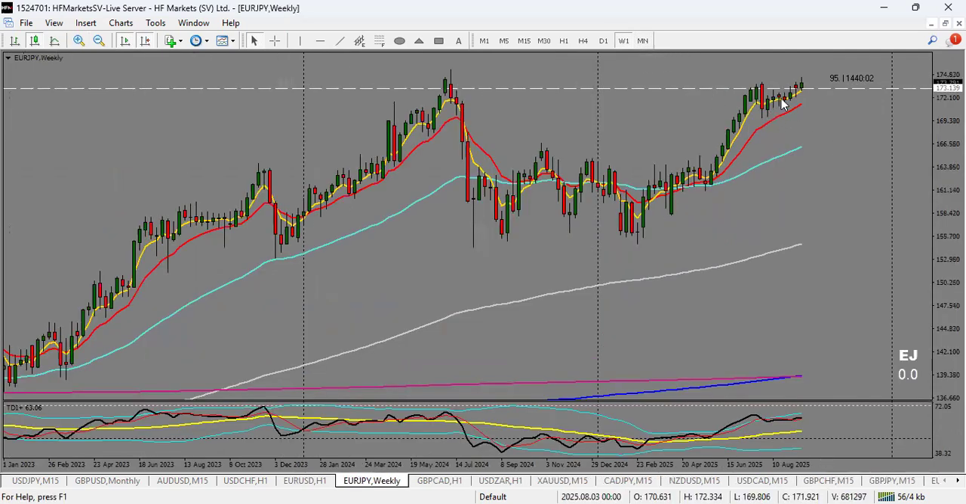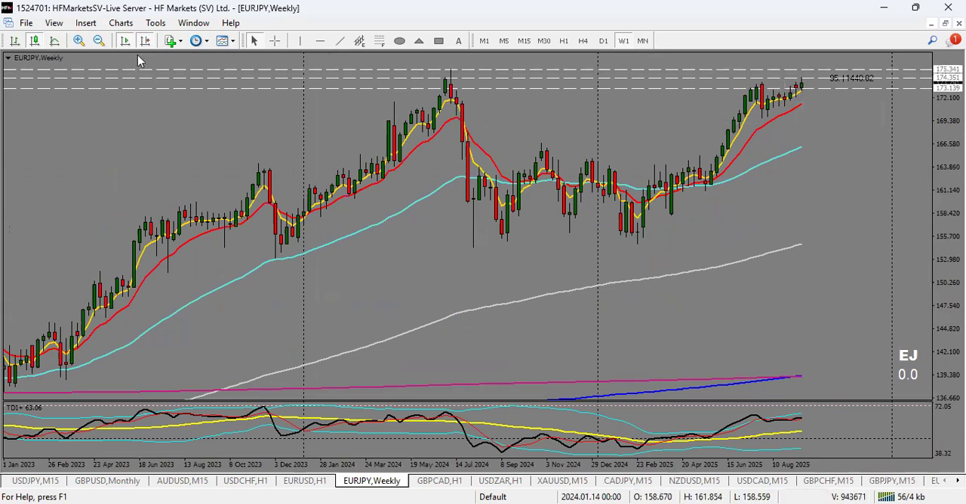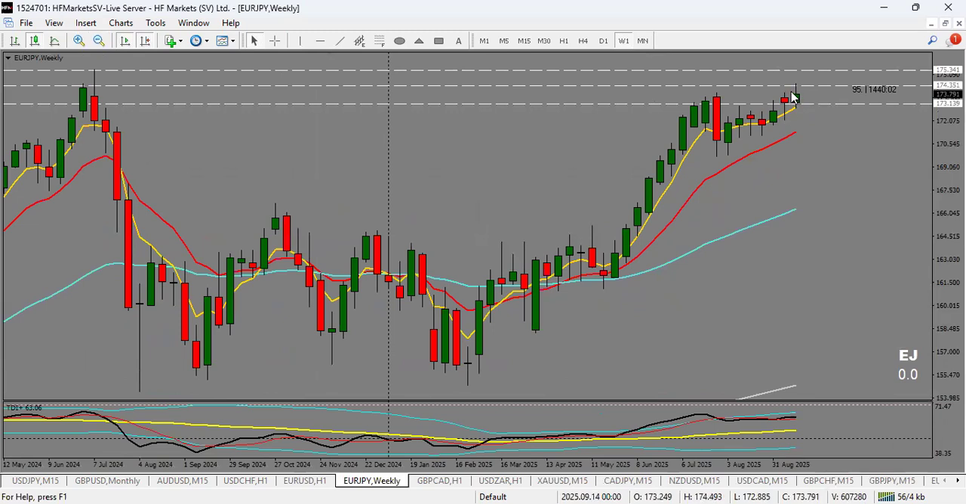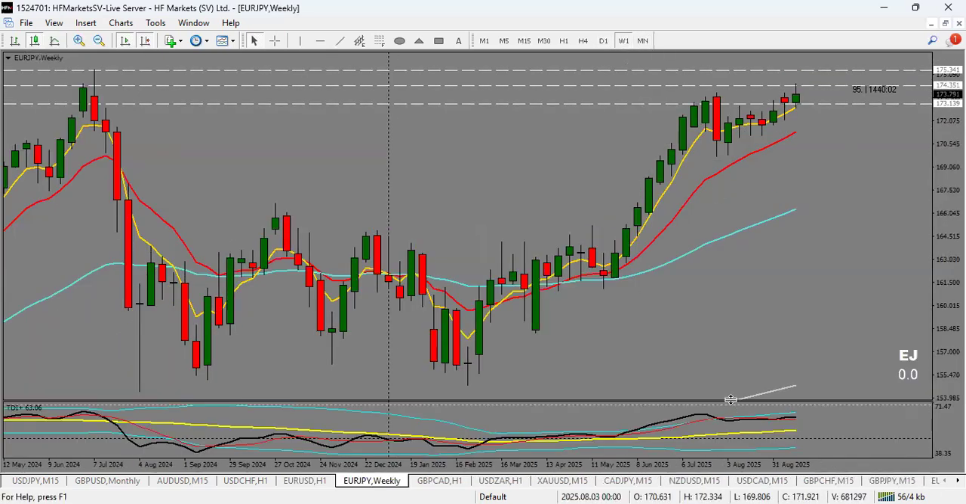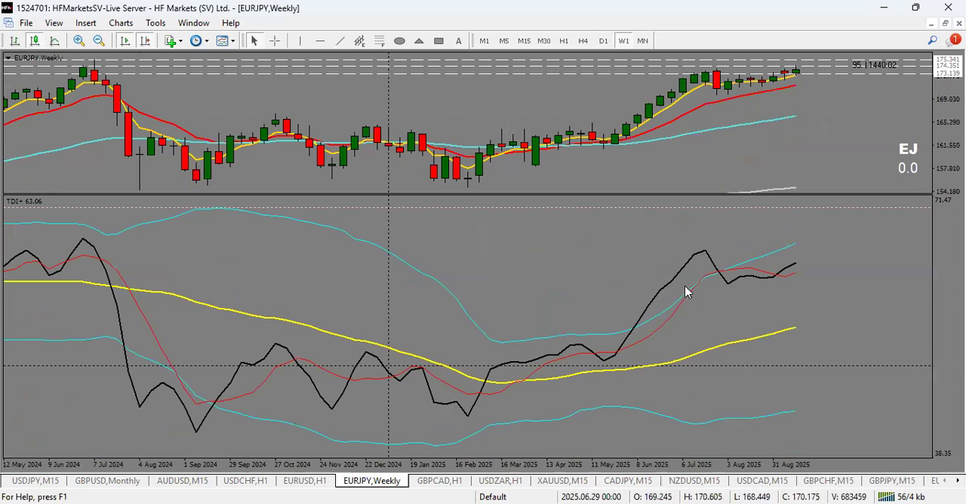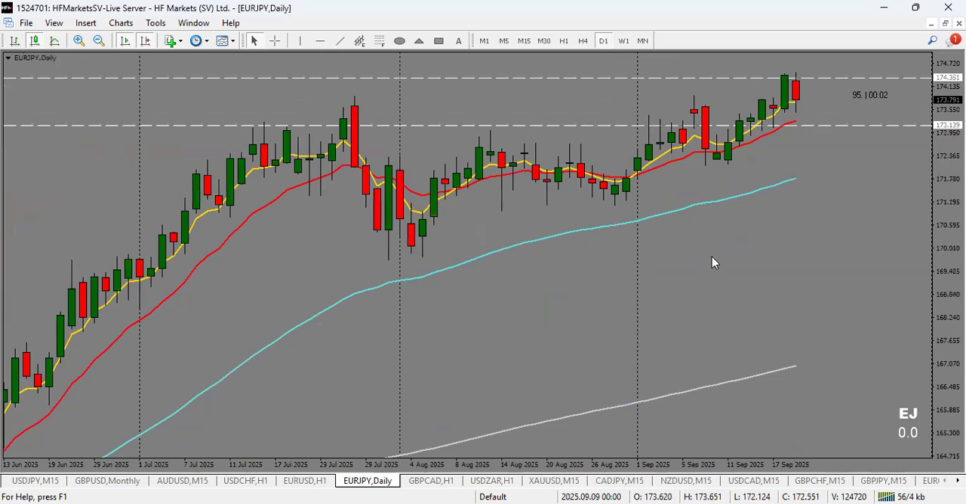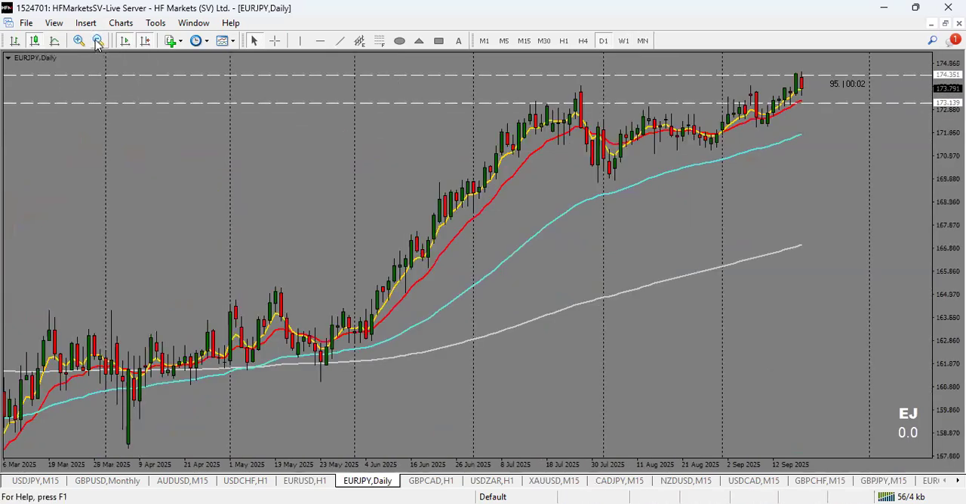If we go to the weekly, so the high here on the weekly, we're having the high. So the market structure here is still bullish. It's still bullish. If we look at that CCI on the weekly, we are still going up to that level high.